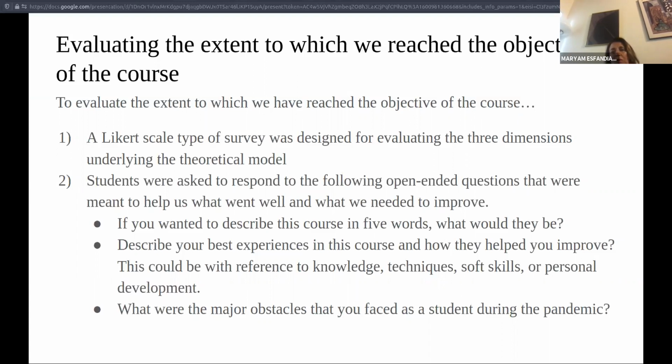They were also asked to answer a number of open-ended questions. An example would be, if you wanted to explain this course in 5 words, what would they be? What were your most valuable experiences? What can we improve in this course? Next, please.